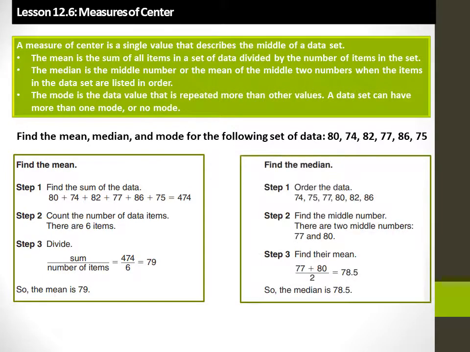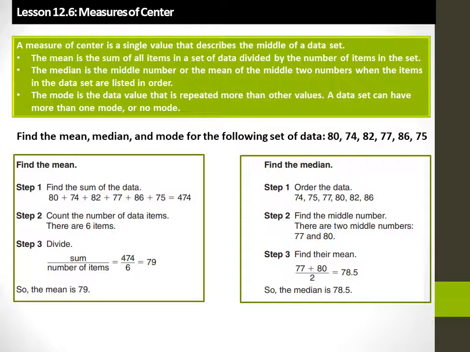Now let's find the median. To find the median, we must first order the data. Then we find the middle number. There are two middle numbers here because we have 6 items and 6 is even. So the two middle numbers are 77 and 80. To find the median, I must find their mean. Their mean is 77 plus 80 over 2, which is equal to 78.5.